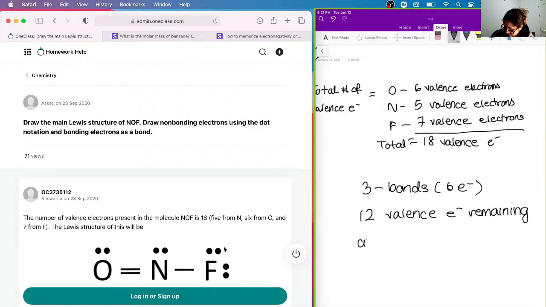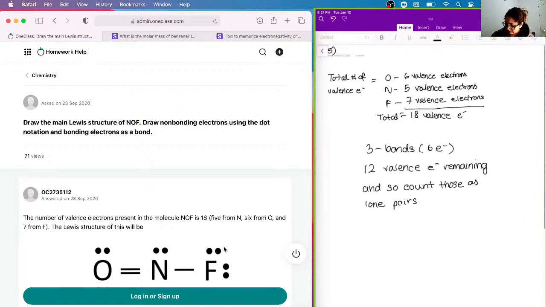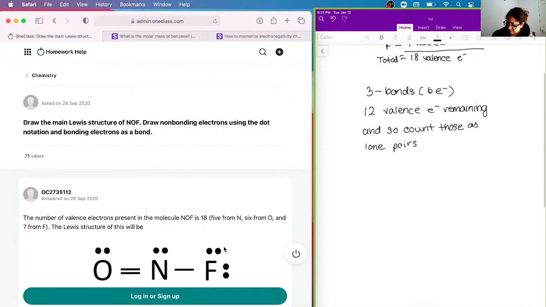And so these will be, so count them as lone pairs. Okay. And so let's get started with drawing the structure.